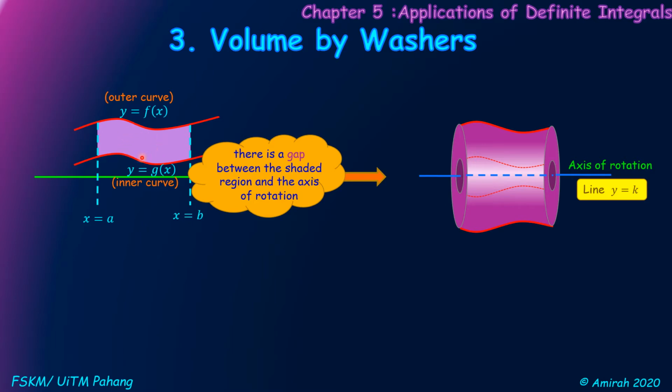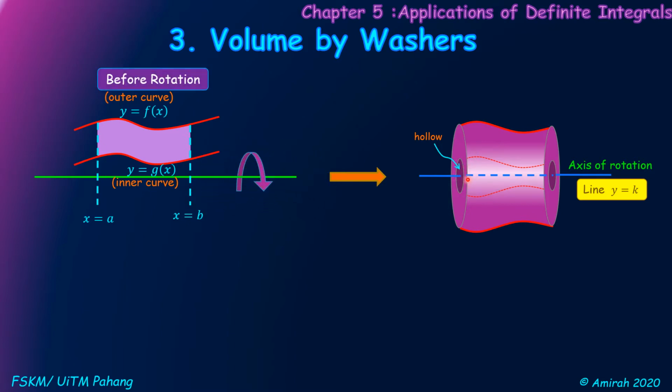From the shaded region here, there is a gap between the shaded region and the axis of rotation. Here is a gap. So after rotation, we will get a hollow here. A washer is like a disc, but with a center hole cut out. This is the diagram before rotation, and this is the diagram after rotation.